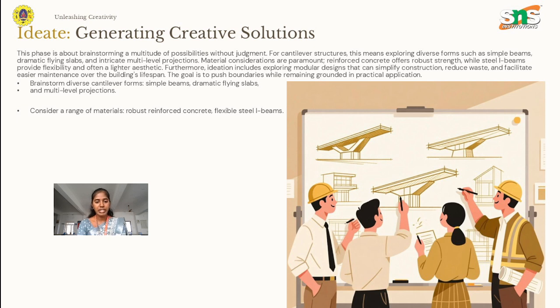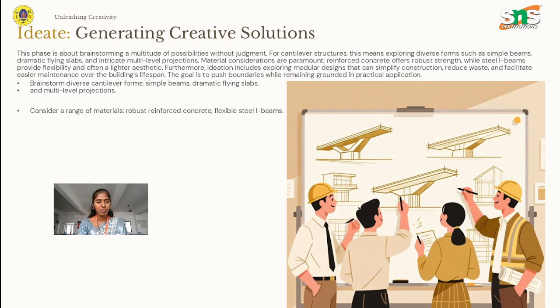Material considerations are paramount. Reinforced concrete offers robust strength, while steel beams provide flexibility and often a light aesthetic. Furthermore, ideas include exploring modular design that can simplify construction, reduce waste and facilitate easier maintenance over the building's lifespan. The goal is to push boundaries while remaining grounded in practical applications, right?